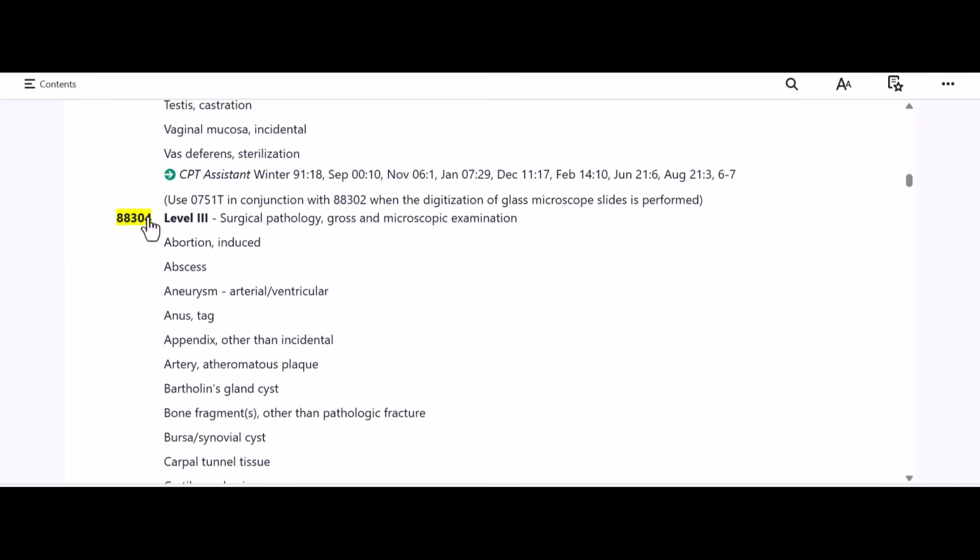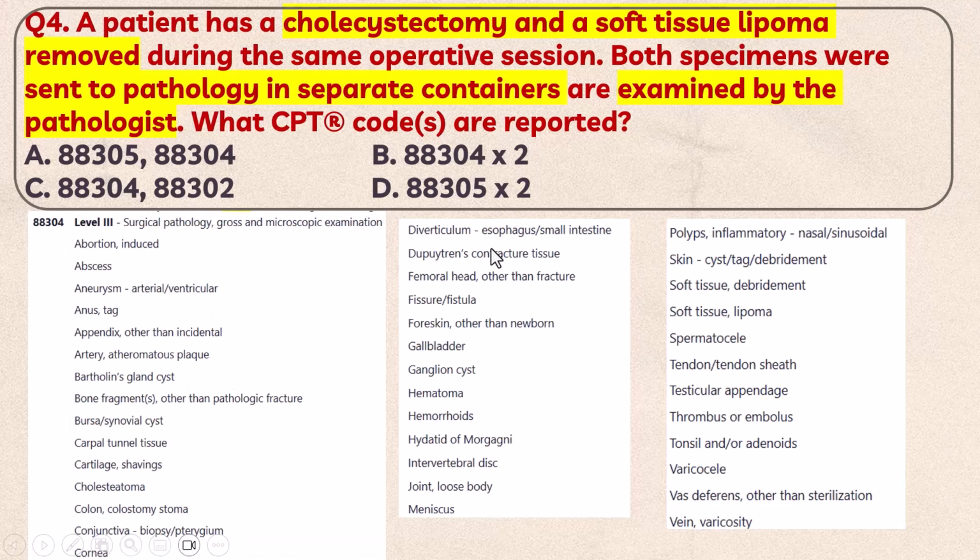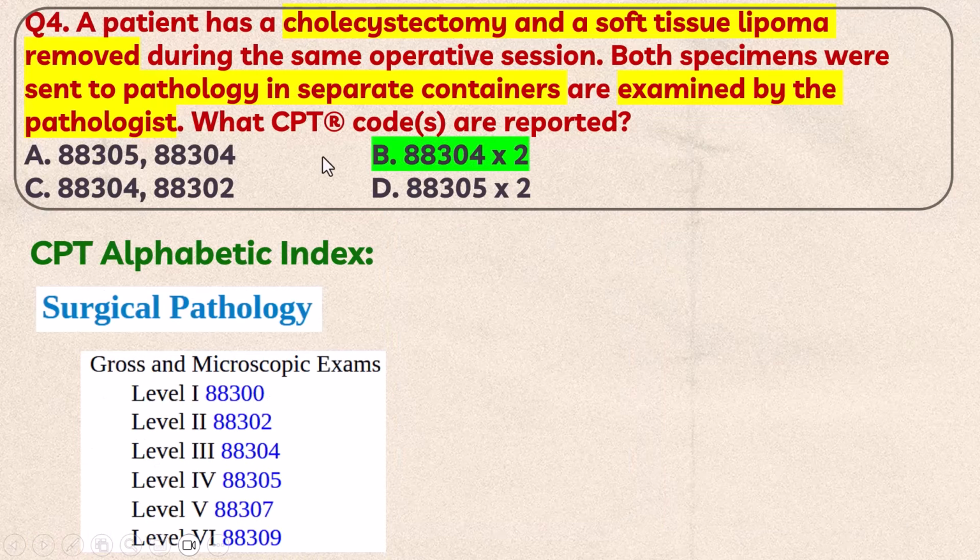So for the removal of gallbladder, one time you have to use, and for removal of lipoma you have to use another time. So the correct answer will be 88304 times 2. So here you can see cholecystectomy is the removal of gallbladder and the lipoma removal. So both are included in the code 88304. The correct answer will be answer B. If you encounter this case in a real working world, you have to use the CPT alphabetic index. In the alphabetic index, you have to go for surgical pathology and gross and microscopic exam. So you have to check all the levels here. Once you check, the correct answer will be 88304. So both procedures are included within this, so you can multiply by 2.